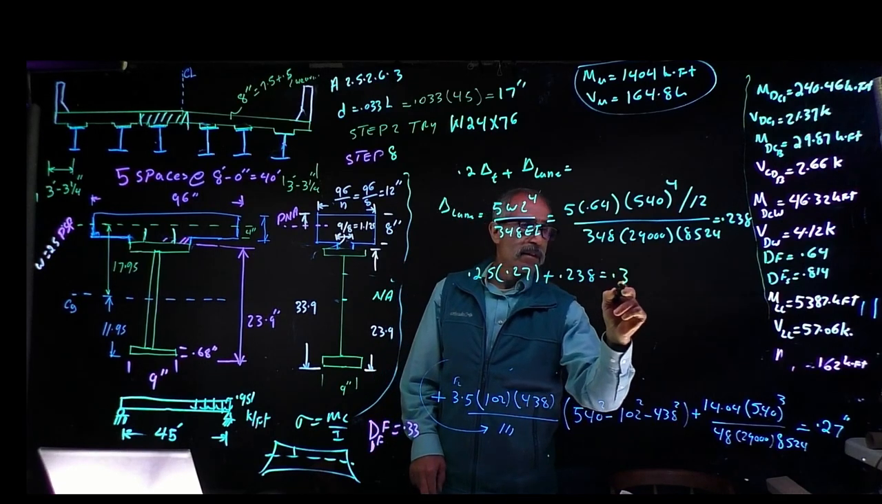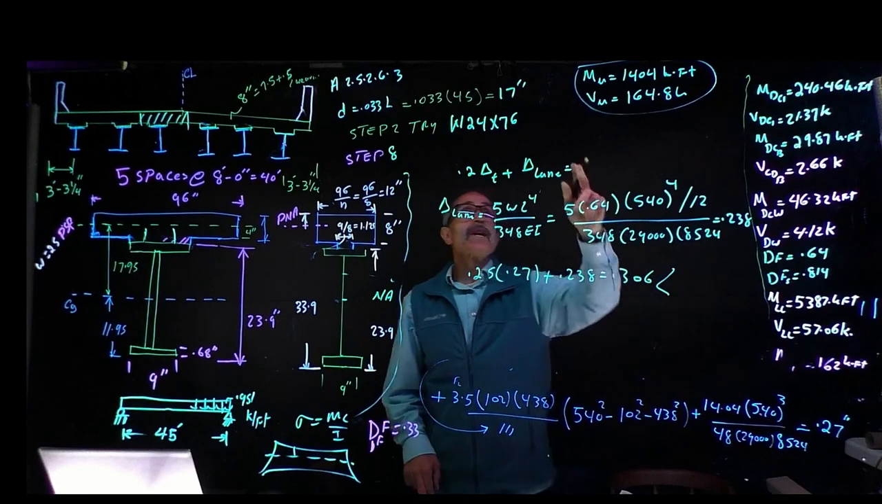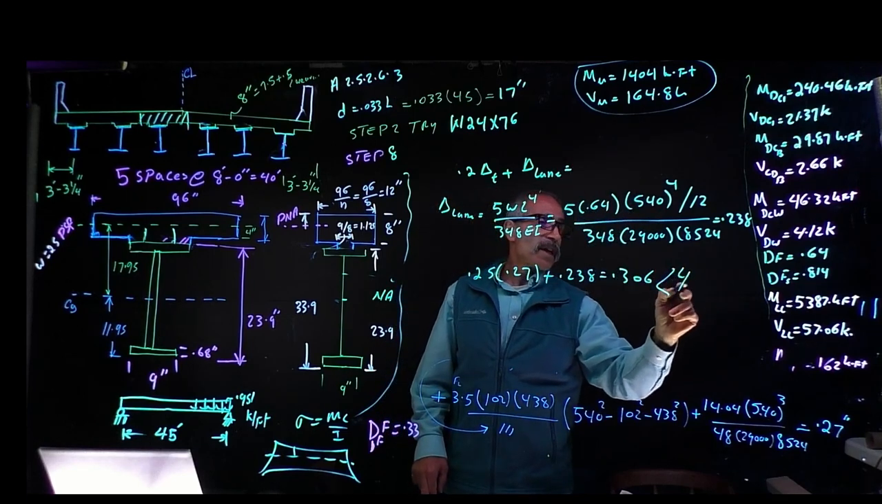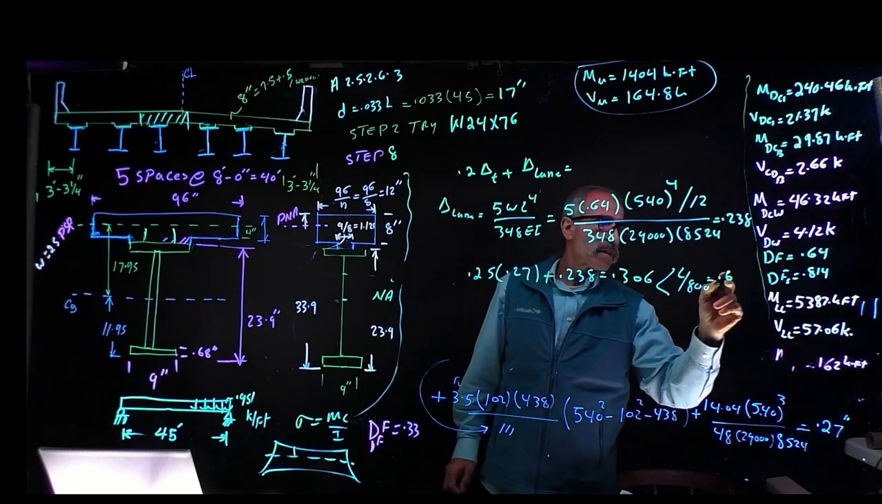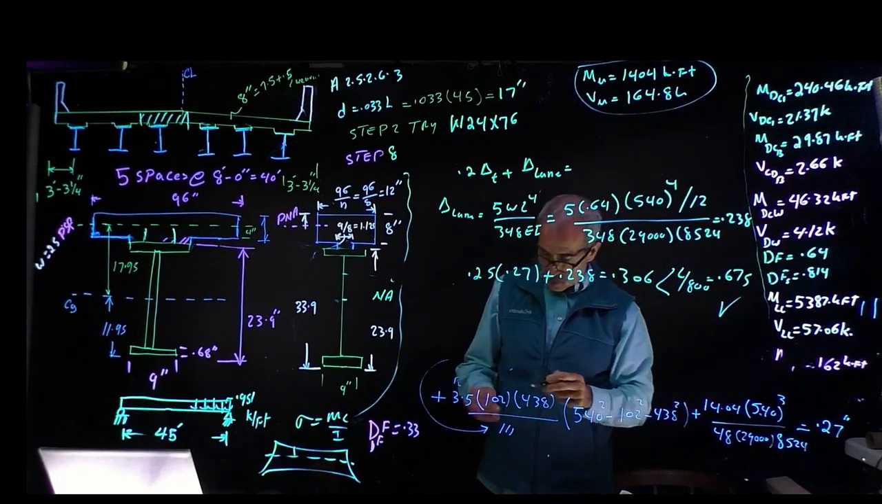So if I go ahead and say 0.25 times 0.27 plus 0.238, that gives me 0.306, which is less than, remember we had L over 800, which we calculated earlier, 0.675, and checked.